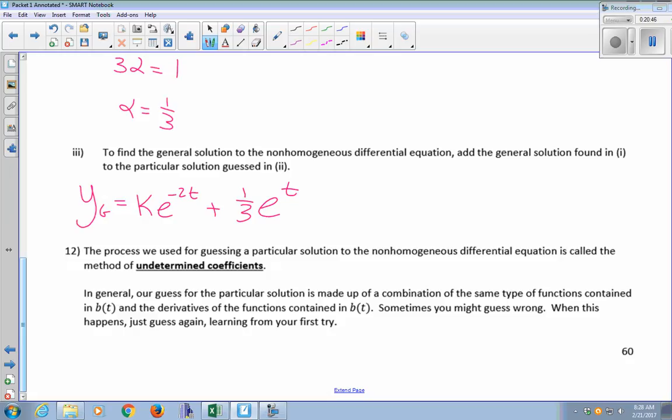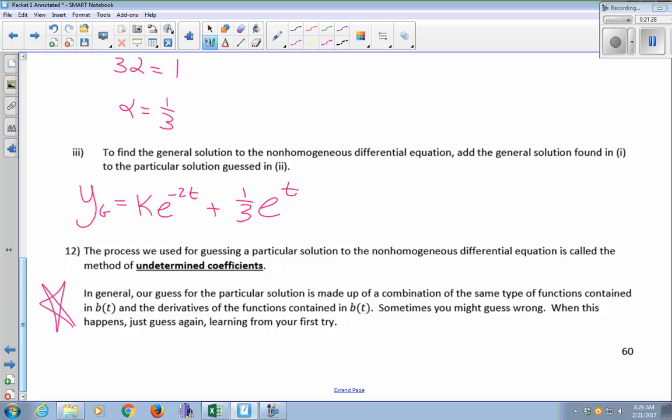So that process we used for guessing the particular solution is called undetermined coefficients, because we guessed what form the solution had to have, but it had an undetermined coefficient, so we had to figure it out. In general, and this is important, this is how you guess what the form looks like. Ours was easy, right? It had to be e to the t. But in general, your guess for the form of your particular solution is made up of a combination of the same type of functions contained in b of t and the derivatives of the functions contained in b of t. So sometimes you might guess wrong. When this happens, you just guess again, learning from your first try.